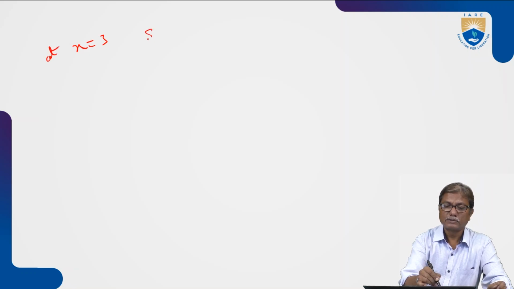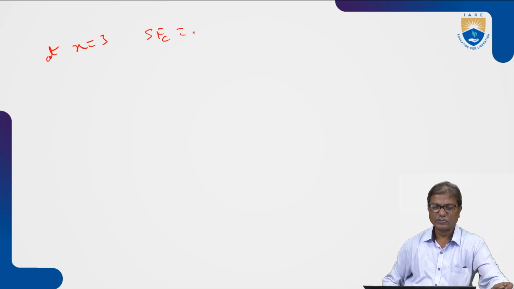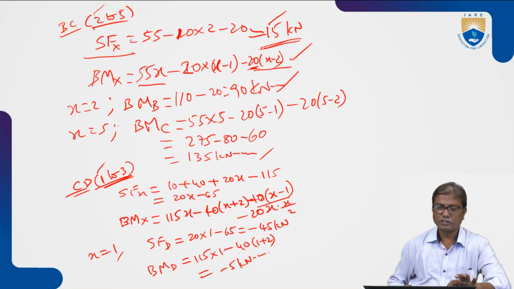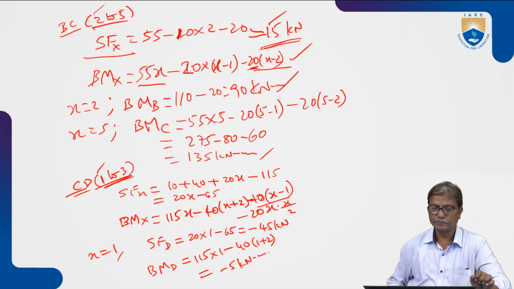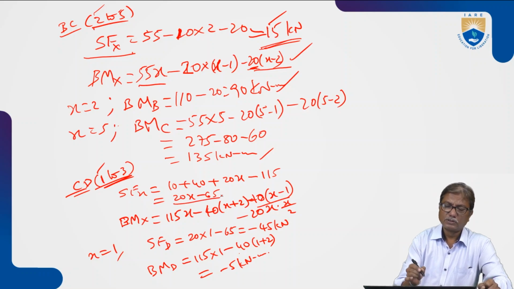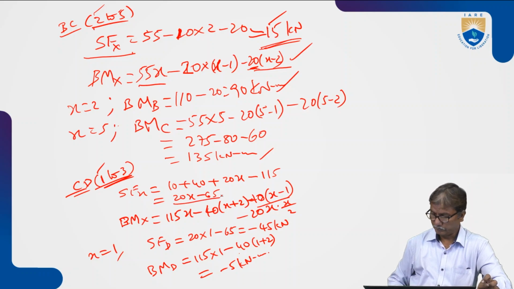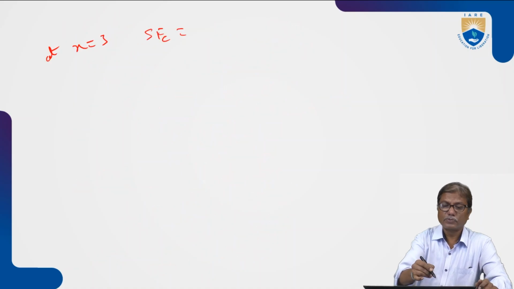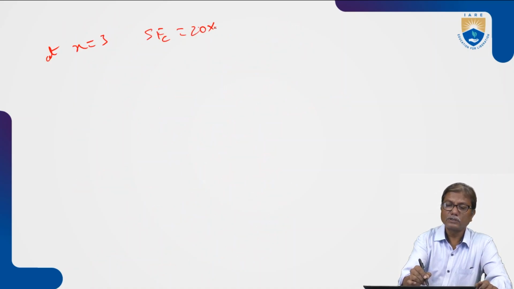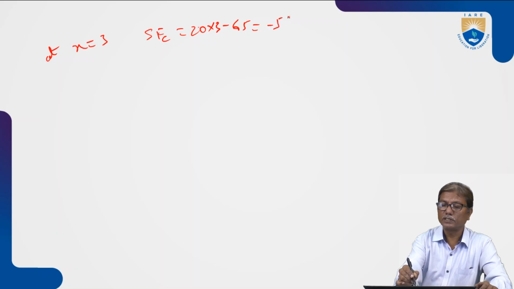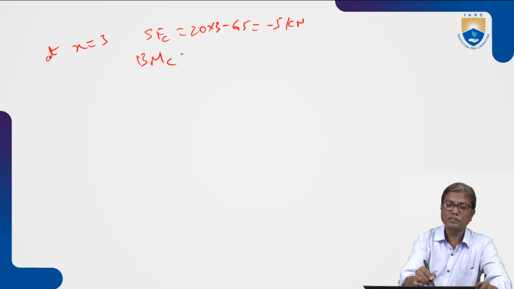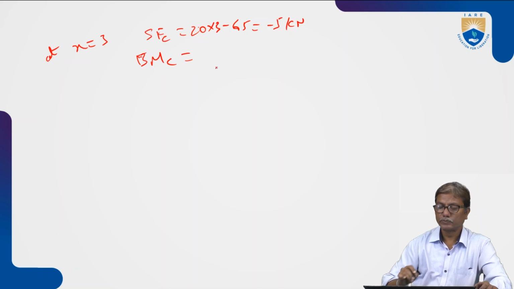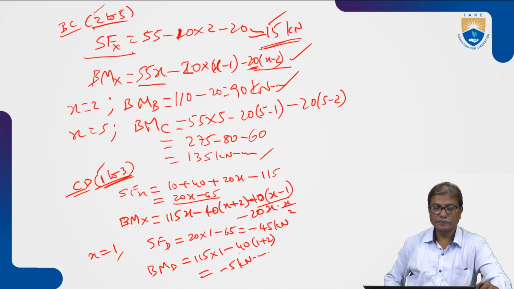Okay. What is the shear force at C? At x equal to 3 means the section will be at C. So 20 into 3 minus 65. So that is minus 5 kilonewtons.